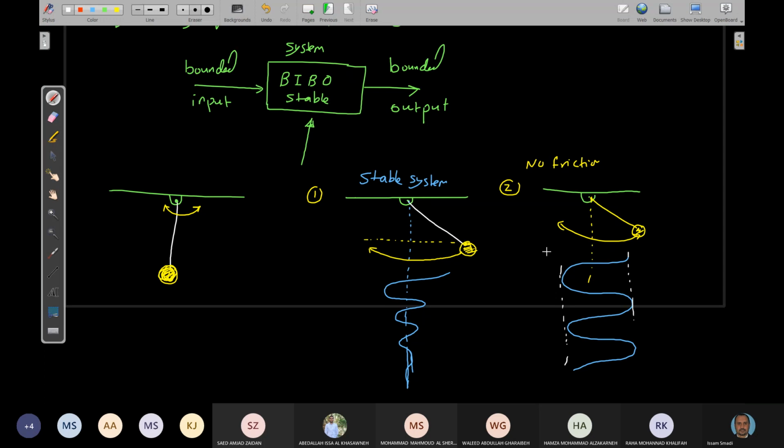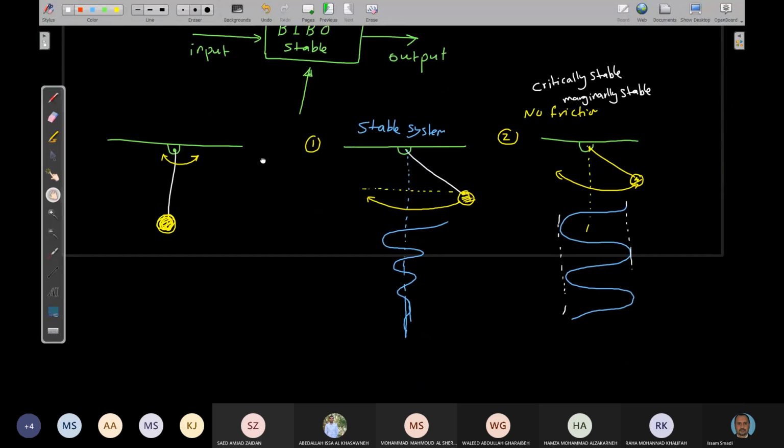Yes. And this one is called what? Critically stable, or marginally stable. Later on, I will discuss with you why we call it critically stable or marginally stable. So simply here the response will oscillate forever with fixed amplitude and fixed frequency. Correct? So what about the unstable system?